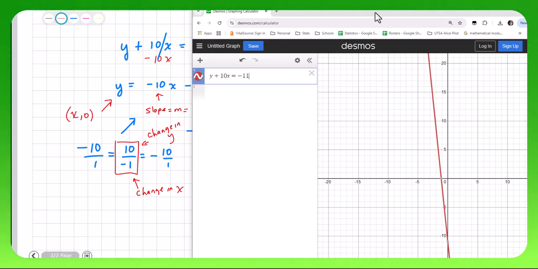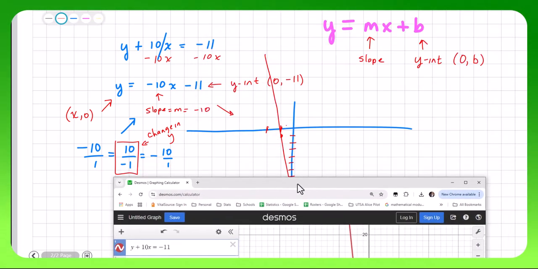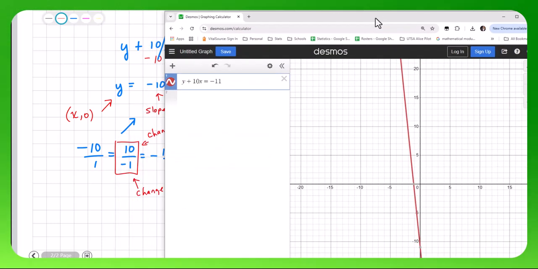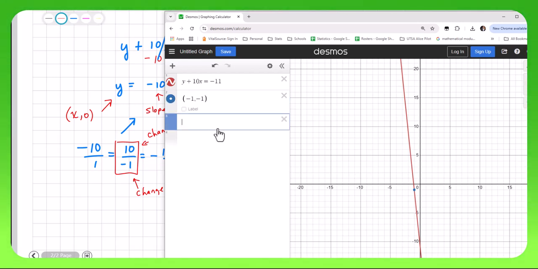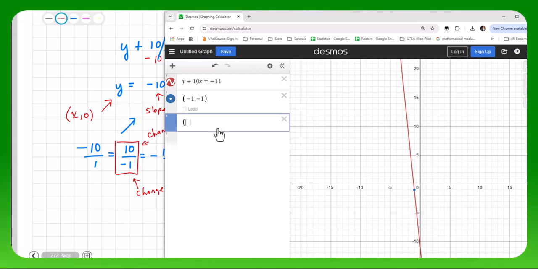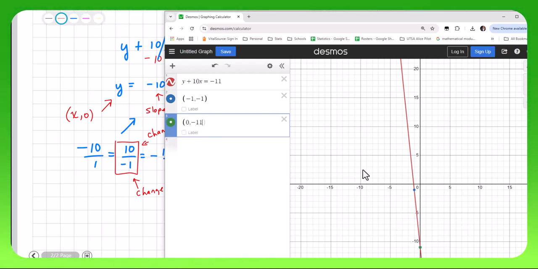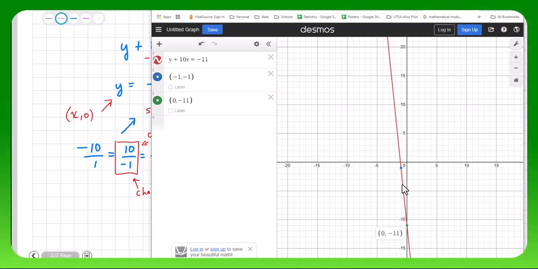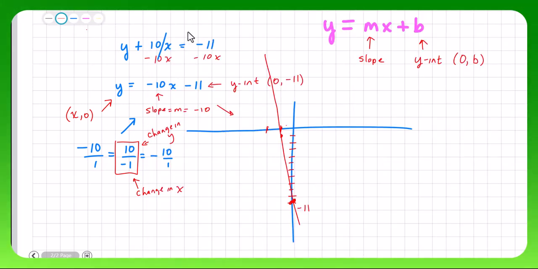I can scroll out here, and I could even put in a point. So this point looks like it would be negative 1, negative 1, right? So I could put in some points. Negative 1, negative 1. Looks like that point that I had right there. I could put in the y-intercept, which was (0, negative 11), and I can see it graphed there on the line. So technology is great to be able to see these, but this is how you would work something like this out by hand.